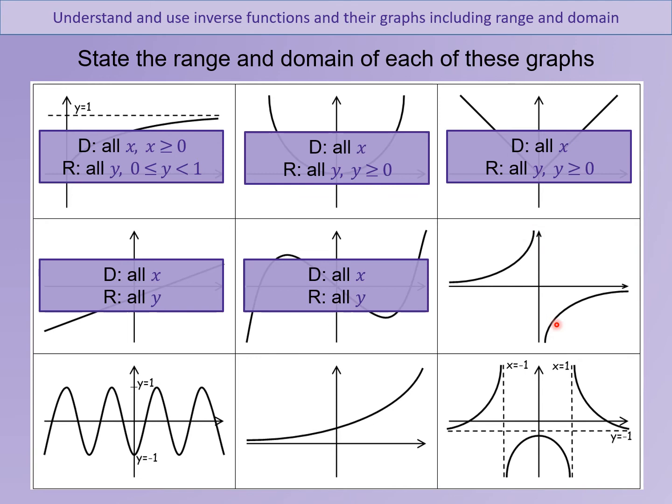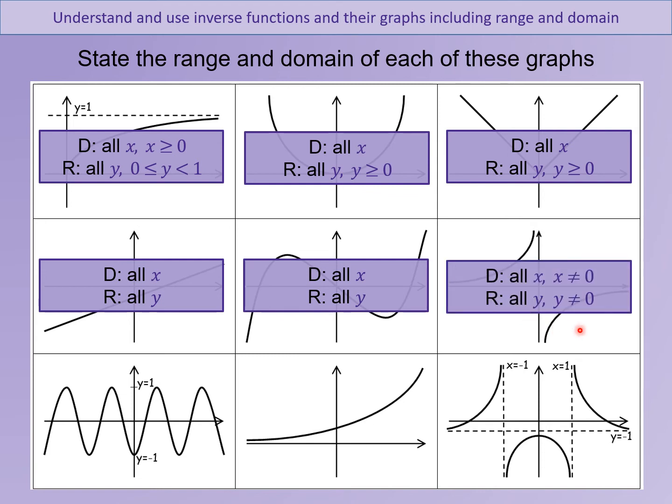This graph here looks like the same as 1 over x, but because it's in the opposite sides, it's minus 1 over x, and it's exactly the same answer as before. Works for all values except for 0, and except for 0.